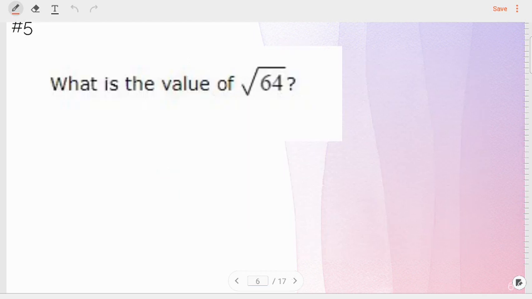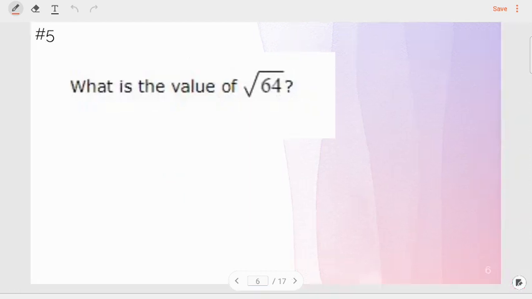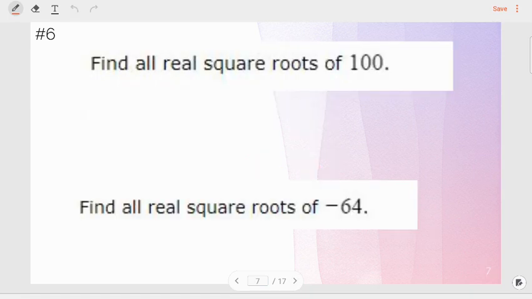Okay, question number 5 says, what is the value of the square root of 64? So remember, the square root is simply asking, what number multiplied by itself is 64? So 8 times 8 gives me 64, so the square root of 64 equals 8, and that's just my final answer. On the other hand, number 6 is going to say something like this: find all the real square roots of 100.